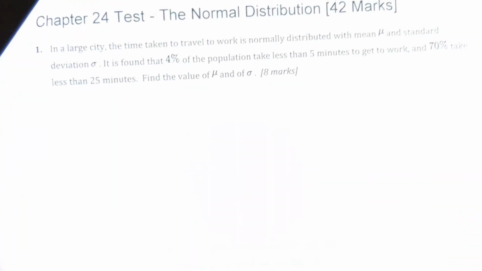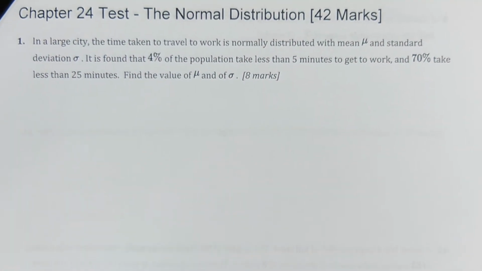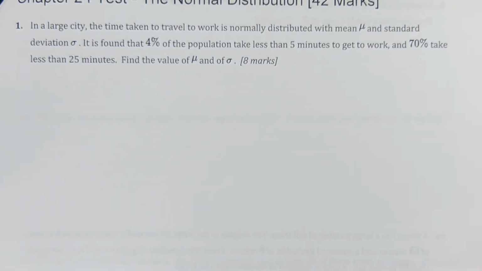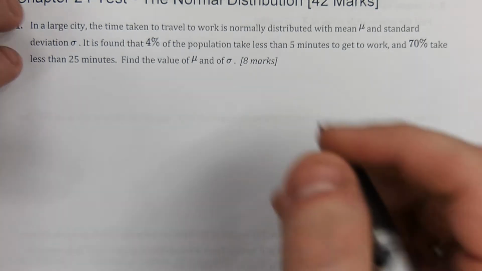Oh, okay, so my old test. Fun. Let us do this. Bonus. In a large city, the time taken to travel to work is normally distributed with unknown mean and unknown standard deviation. Uh-oh. We don't know mean or standard deviation. We're probably going to have to find both. That means there's a good chance we're dealing with a system of equations using the standard deviation formula that's in the packet. It is found that 4% of the population takes less than 5 minutes.